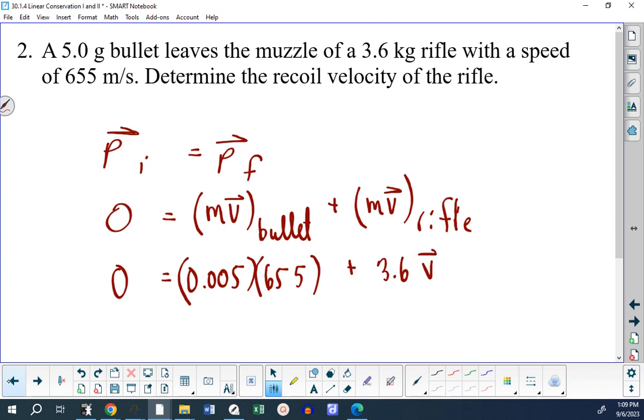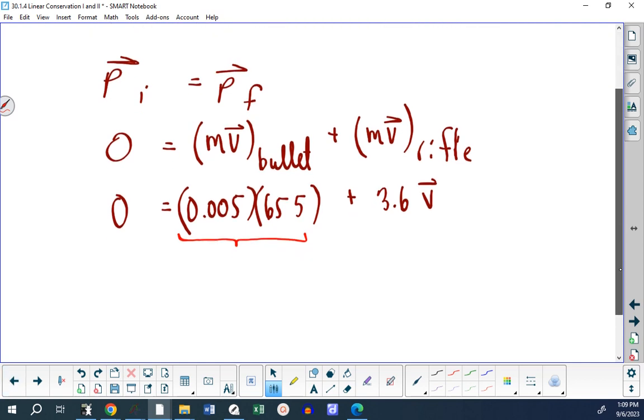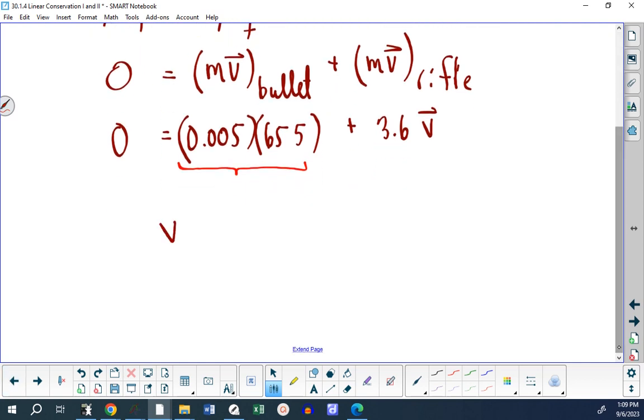This is a very basic linear equation. 0 equals a number plus 3.6x. You need to take this, calculate this, swing it over to the other side with subtraction, and then divide both sides by 3.6. I'll give everybody just a few seconds to calculate the recoil velocity of the rifle.